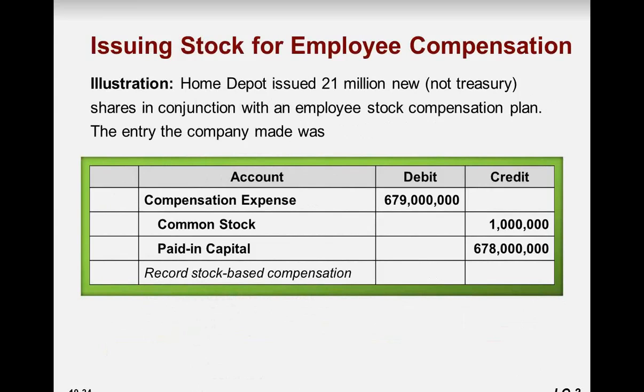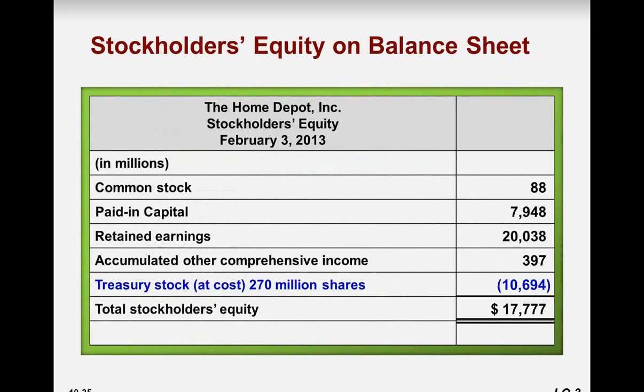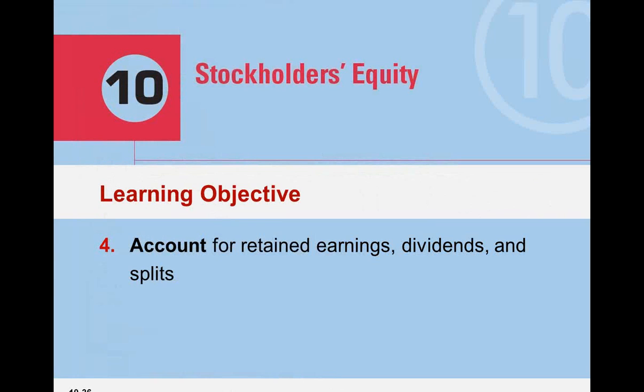And then when they issued 21 million new, not Treasury, shares in conjunction with an employee stock compensation plan, it becomes a compensation expense instead of cash, and common stock and paid-in capital. The only thing that changes is that we're not issuing cash for this or getting cash for this. It becomes an expense, and expenses increase on the debit side. Again, we are representing another balance sheet. And how do we account for retained earnings, dividends, and splits?